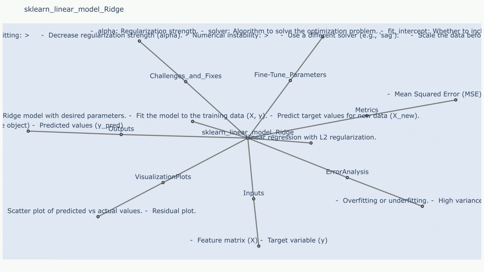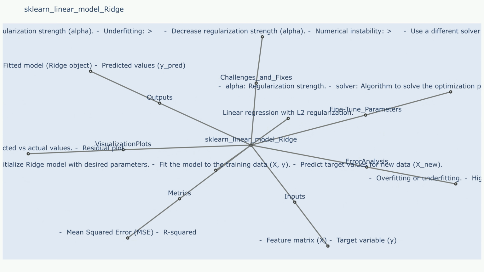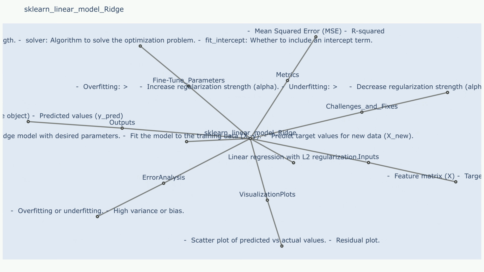Steps. The model first calculates the loss function, which is the sum of squared errors between the predicted values and the actual values. The model then adds a penalty term to the loss function. The penalty term is based on the sum of squared coefficients. The model then uses an optimization algorithm to find the coefficients that minimize the loss.